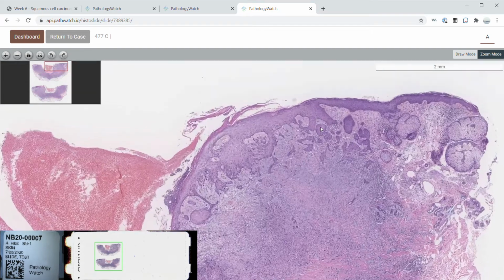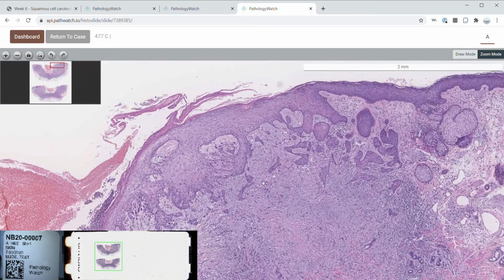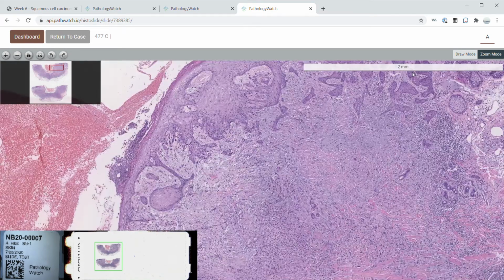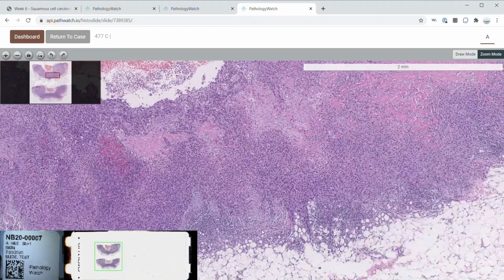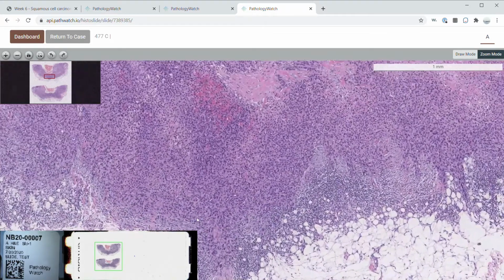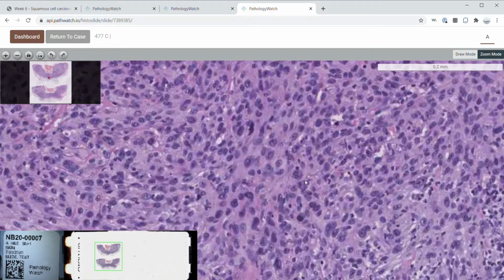This is more common moderately differentiated and well-differentiated squamous cell carcinoma at the top, and you can see here a proliferation of cells in the dermis. These cells have amphophilic cytoplasm and no distinct keratin production. This is poorly differentiated squamous cell carcinoma.